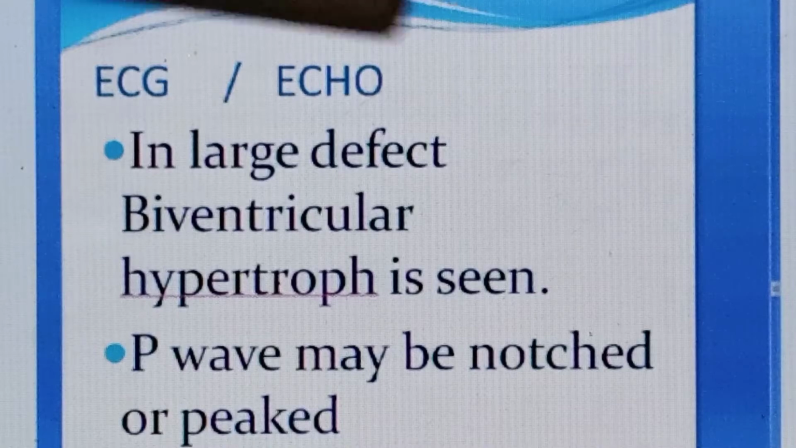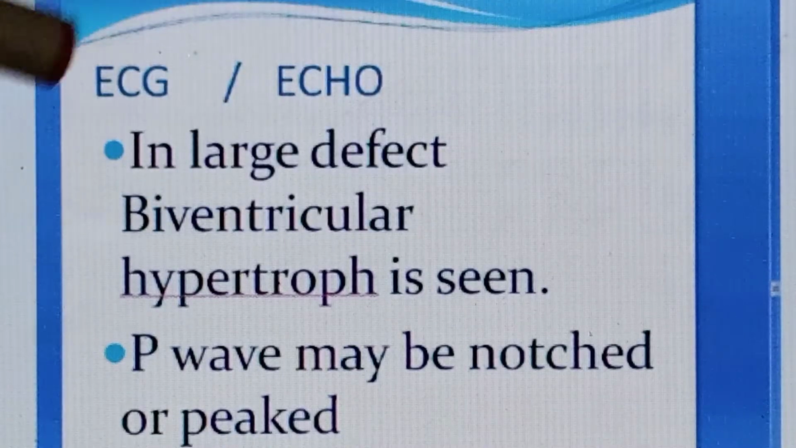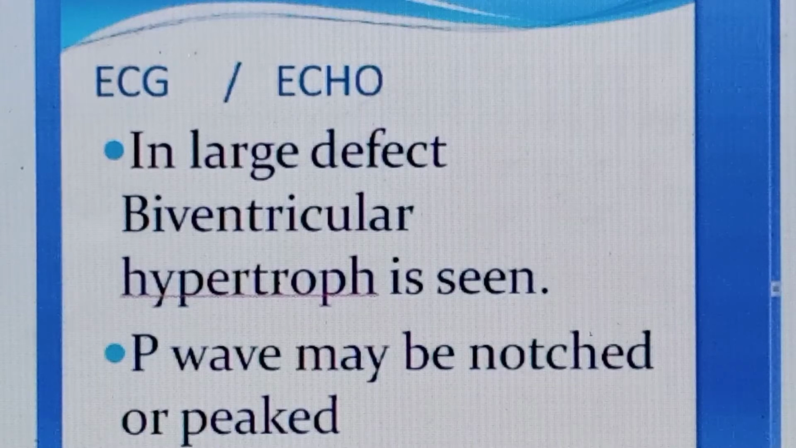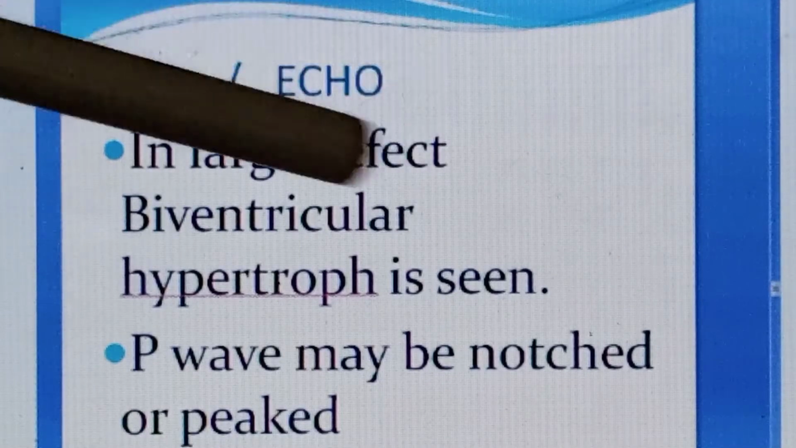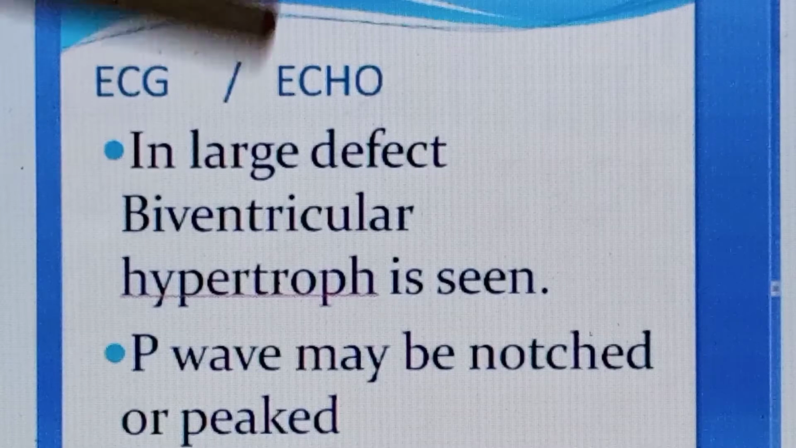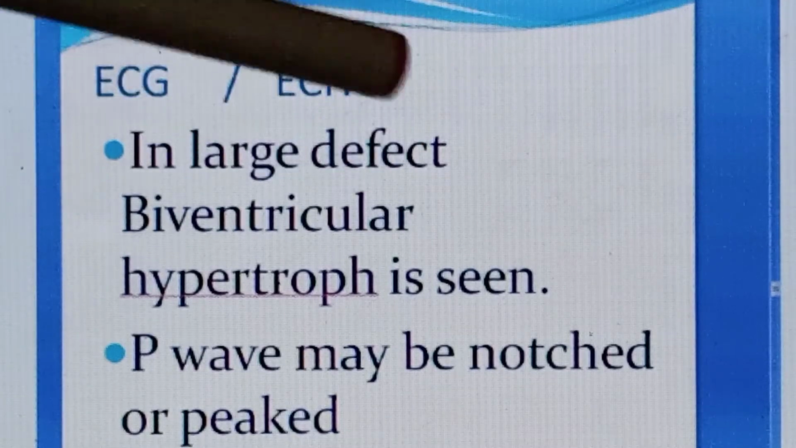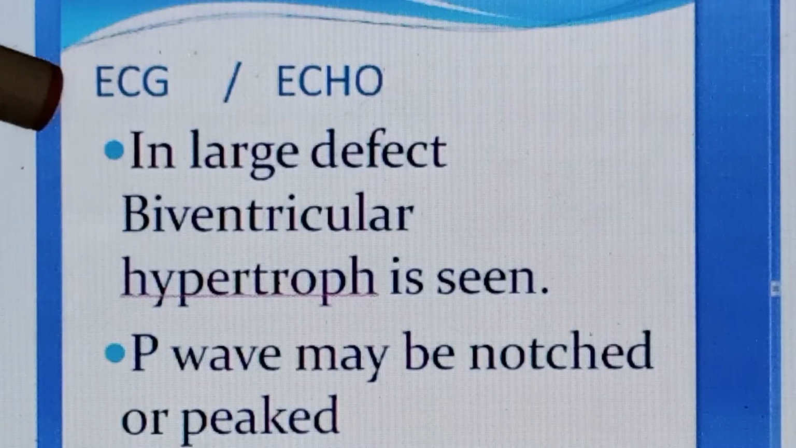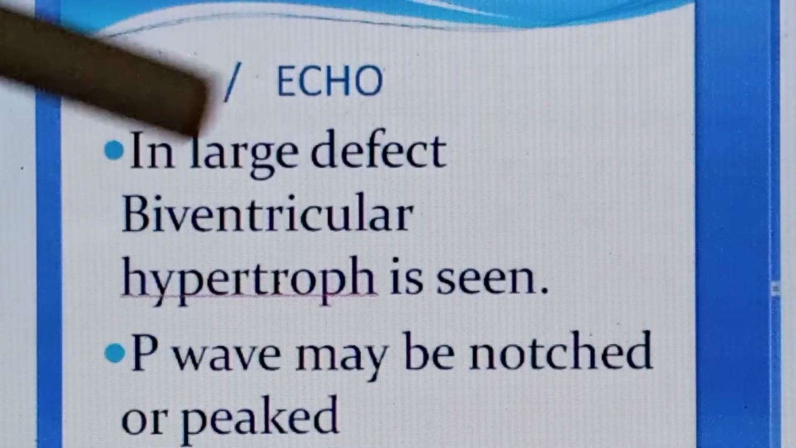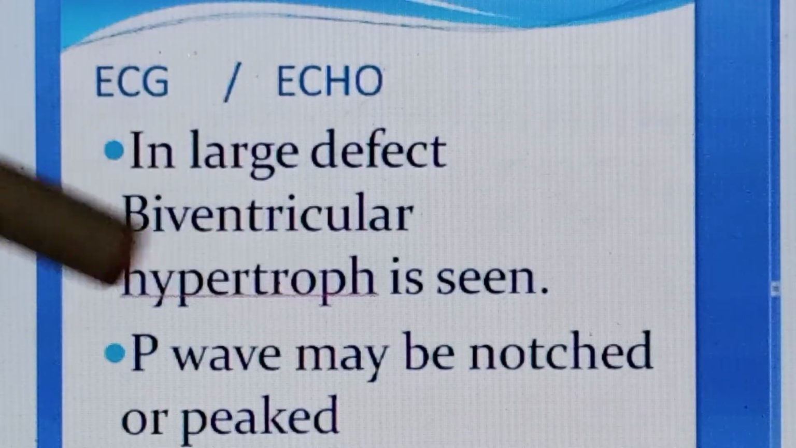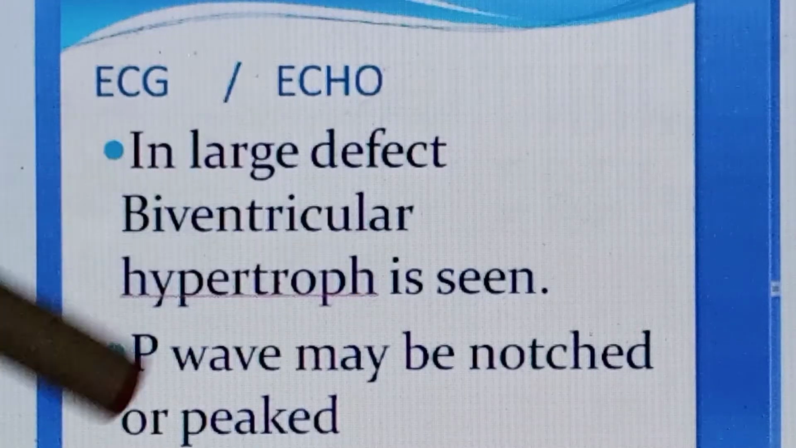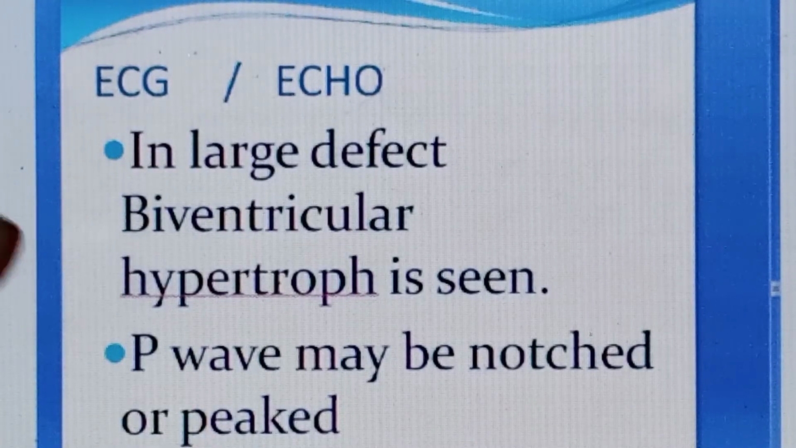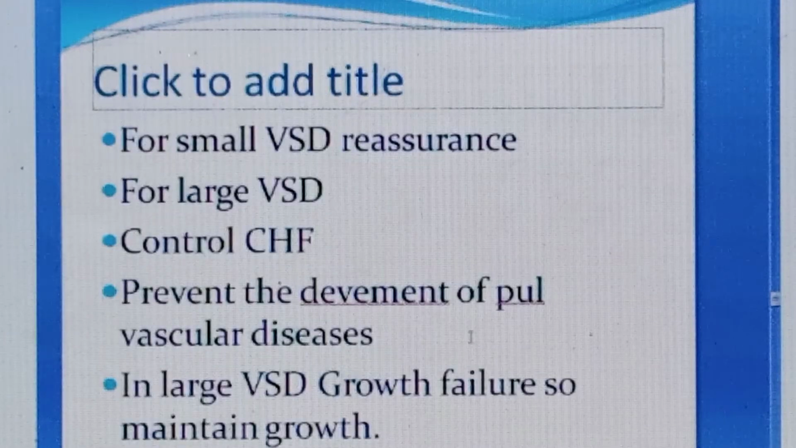But the definitive test is echocardiogram. It picks up the defect size as well as it gives the size and location of the defect. So the echo is the definitive test in case of the ventricular septal defect. The ECG shows, in large defects, biventricular hypertrophy, and the P wave may be notched or peaked, which indicates atrial hypertrophy or atrial enlargement.